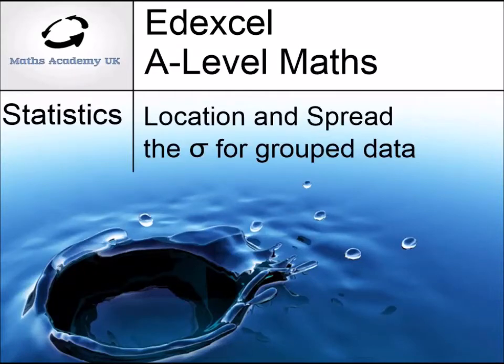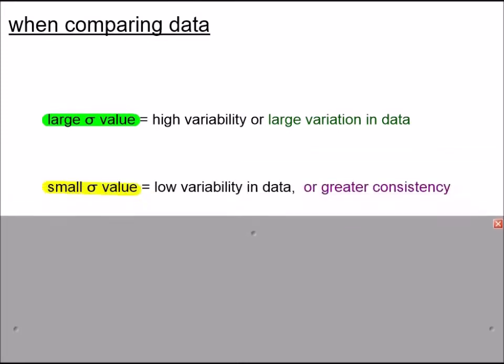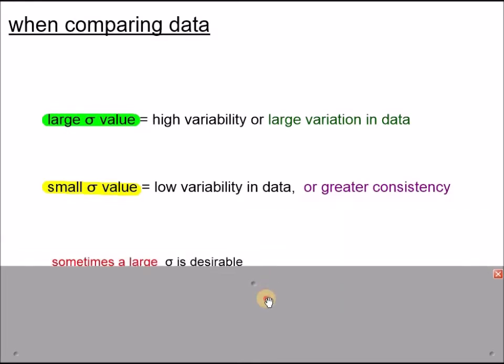Measures of location and spread, the standard deviation for grouped data. When comparing data and looking at the standard deviation, a large value for standard deviation means there is a high variability or large variation in your data. A small standard deviation value means there is a low amount of variability in your data, or your data is said to be more consistent. There's greater consistency in your data.